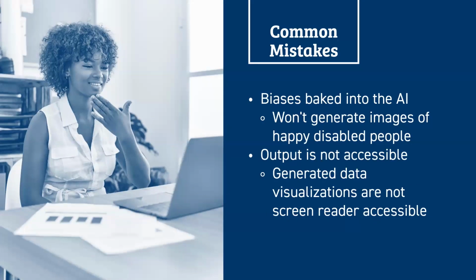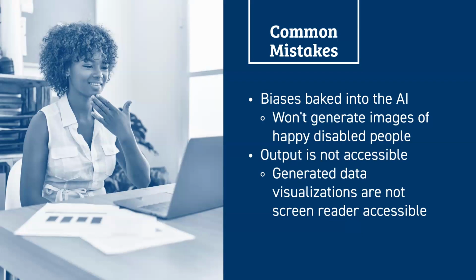Biases are baked into the AI. So in the example of the researcher that had aphantasia and was using the image generators to help visualize things for him, it refused to generate images of happy disabled people. They were all sad in all of the images that he generated, even when he specifically said, make them happy, put them at a party, you know.